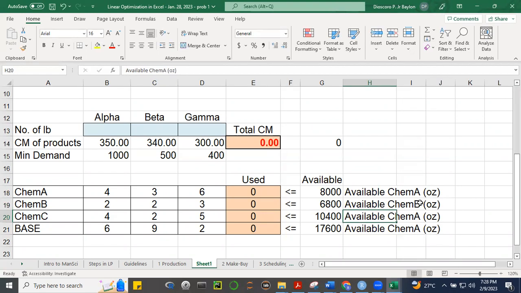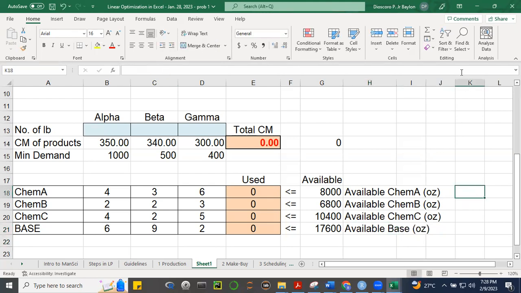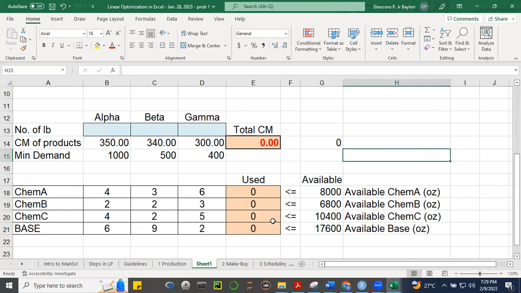Chemical B, and then chemical C. I didn't discuss this last time because I was a bit in a hurry to generate the solution. Okay, here the base is the base. So this is a good model because we can see what these values are. We also color coded your objective function and the left-hand side, so that when we go to Solver, it will be very easy for us to input the parameters that are required.